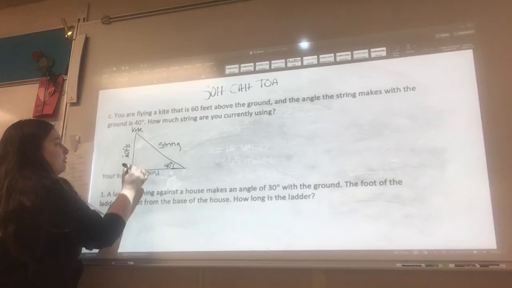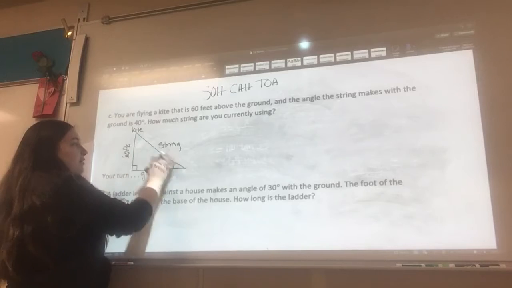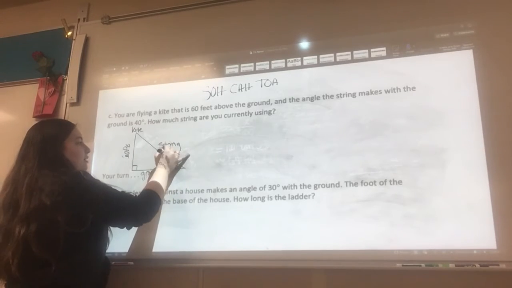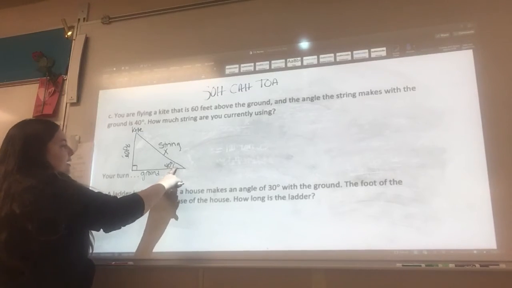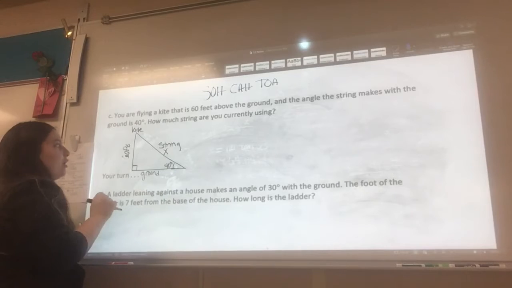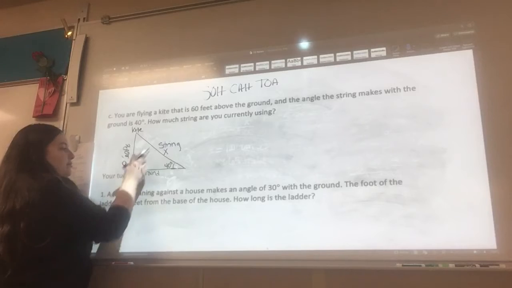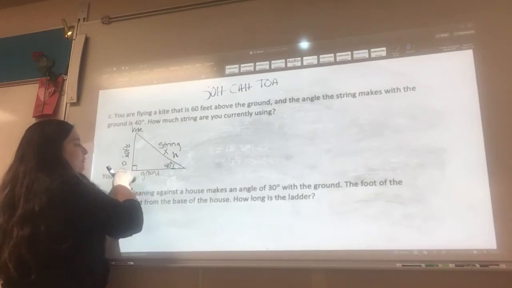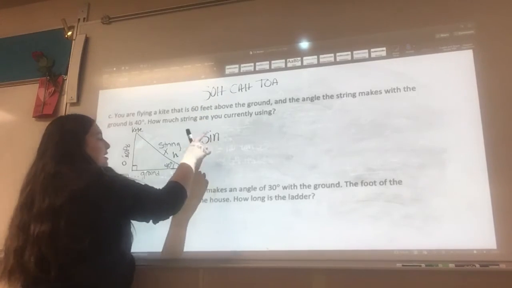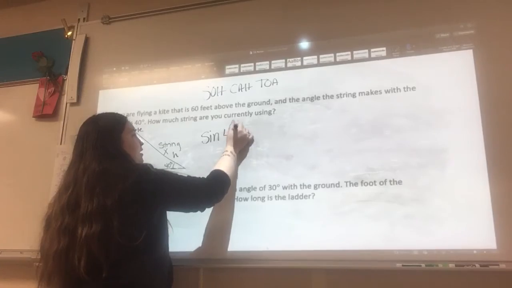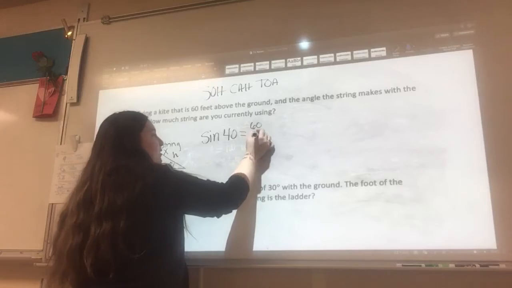See how I made that triangle? This is a right triangle. So how much string, so we need to find our string, are you currently using? So that's our x, that's our unknown. Now that we have this, we can see we have a 40-degree angle, and we need to determine what 60 and x are to it. Well, 60 is opposite of 40, and x is our hypotenuse, it's opposite of our right angle. So we have OH. So looking at OH, we're going to be using sine. So we say sine of 40 is equal to opposite of 60 over our hypotenuse of x.